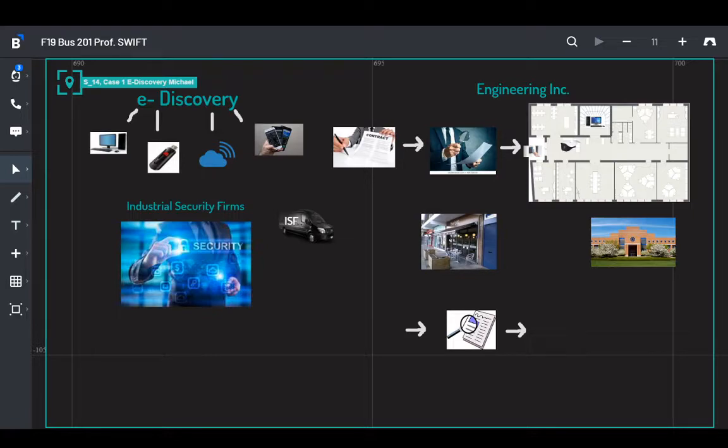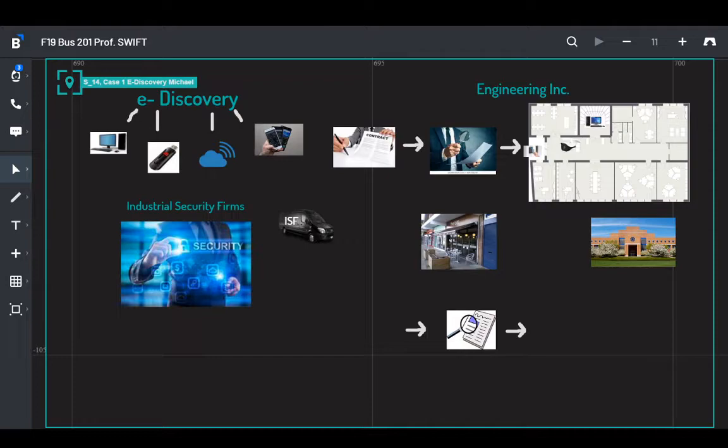With these two forms of security measures, the employer was able to narrow it down to one suspect. This employee was habitually in the complex at irregular times when nobody was around. So with the employer's suspicion and now a suspect employee, the employer then calls an industrial security firm. The industrial security firm started making its own security measures within Engineering Incorporated.